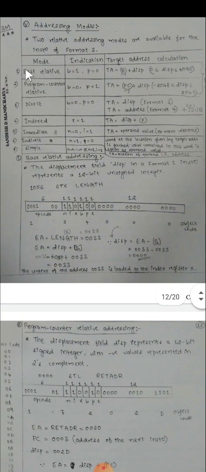Those relative addressing modes are base relative addressing mode and program counter relative addressing mode. The first is base relative addressing mode, and the second is program counter relative addressing mode. The other addressing modes are direct addressing mode, indexed addressing mode, immediate addressing mode, indirect addressing mode, and the last one is simple addressing mode. So in total there are 7 addressing modes in SIC/XE.